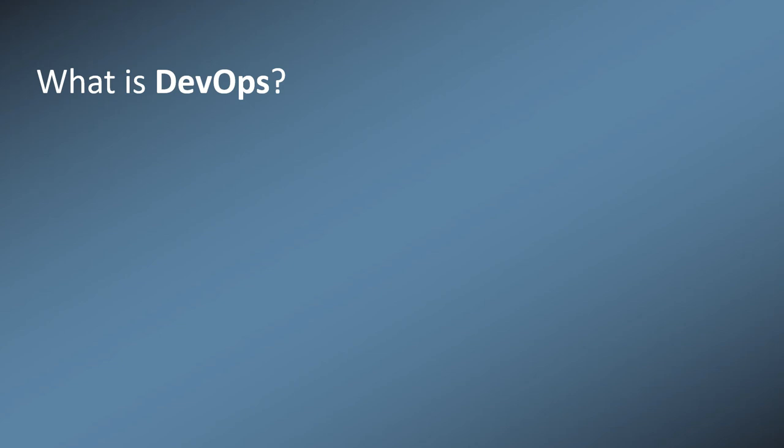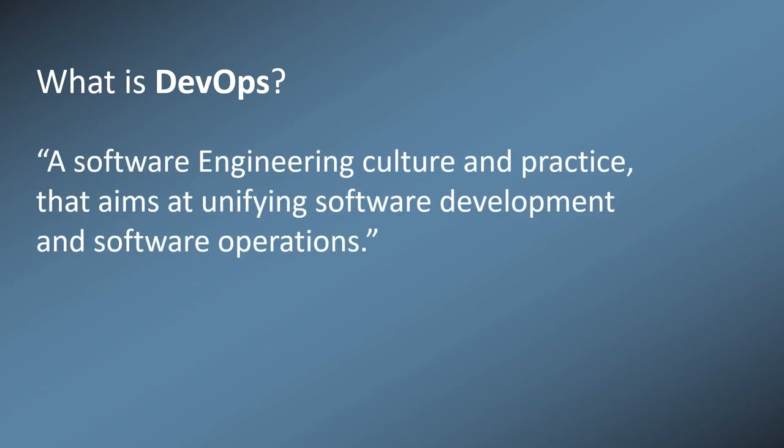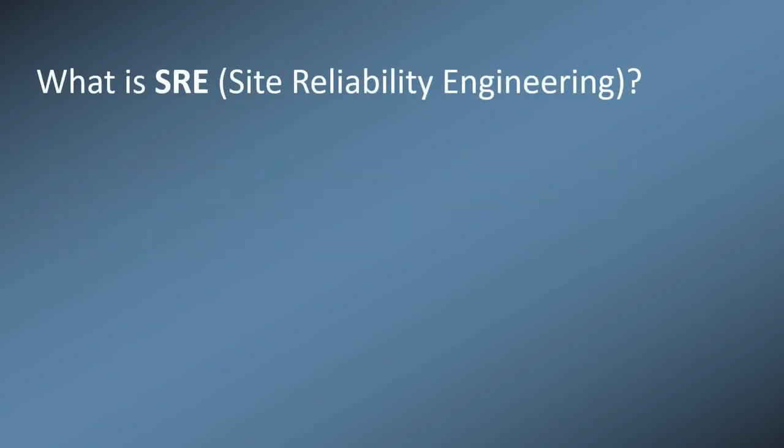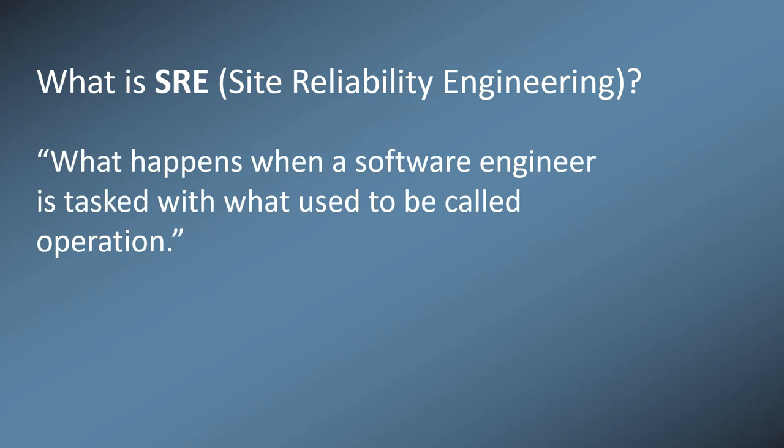What is DevOps? This is a software engineering culture and practice that aims at unifying software development and software operations. I know this is not a useful description that exactly explains what it is. What is SRE, Site Reliability Engineering? The definition of SRE is: what happens when a software engineer is tasked with what used to be called operations. Now, let's see the similarity between DevOps and SRE.